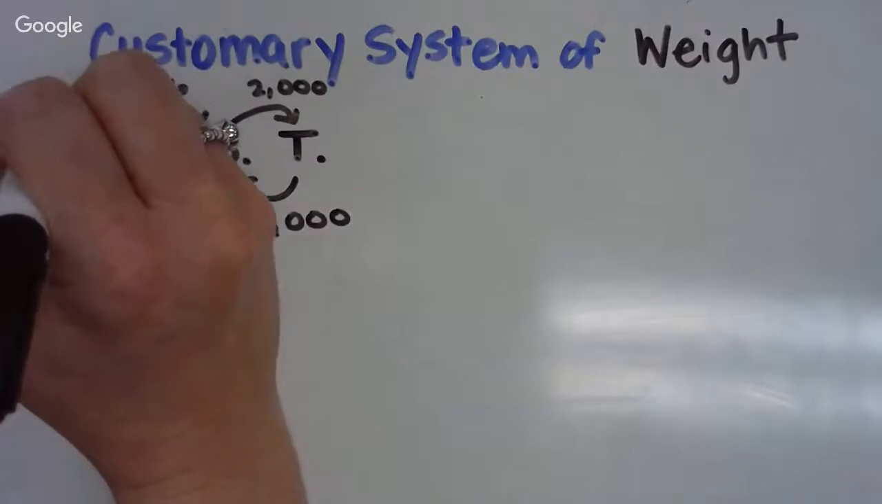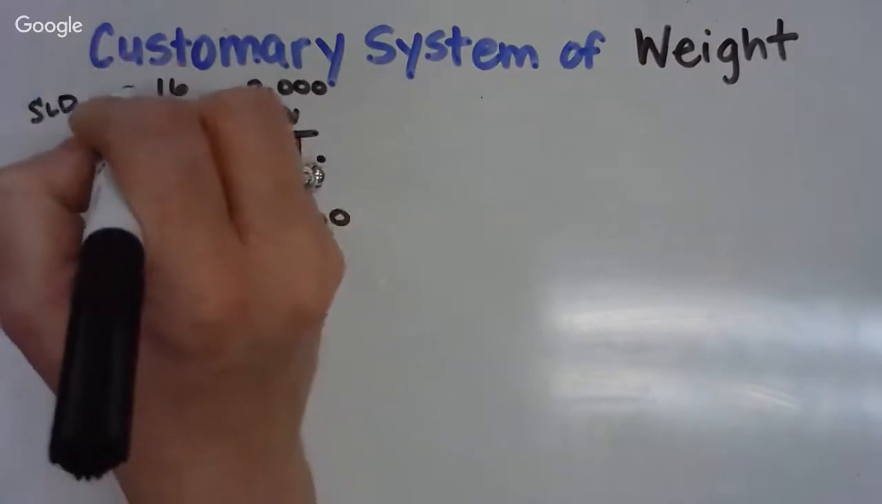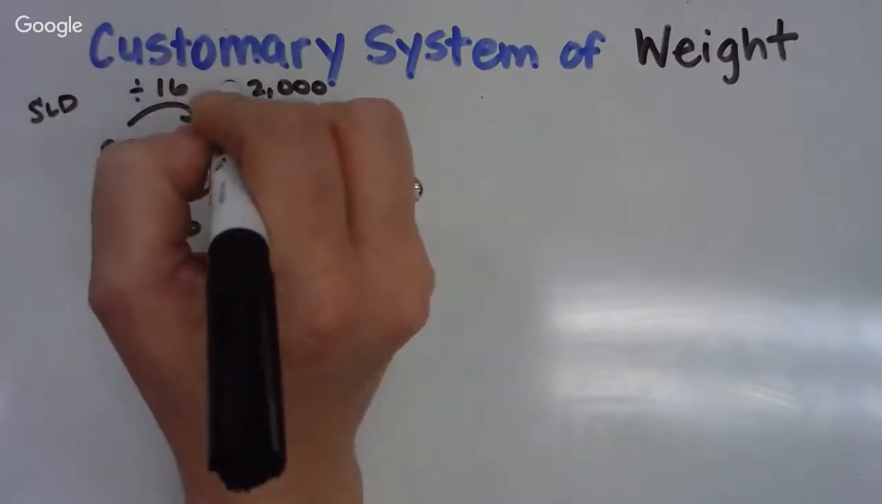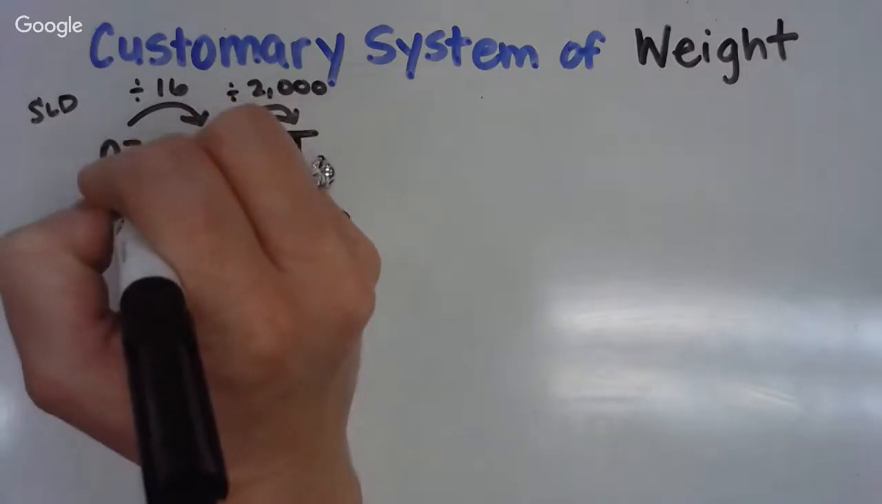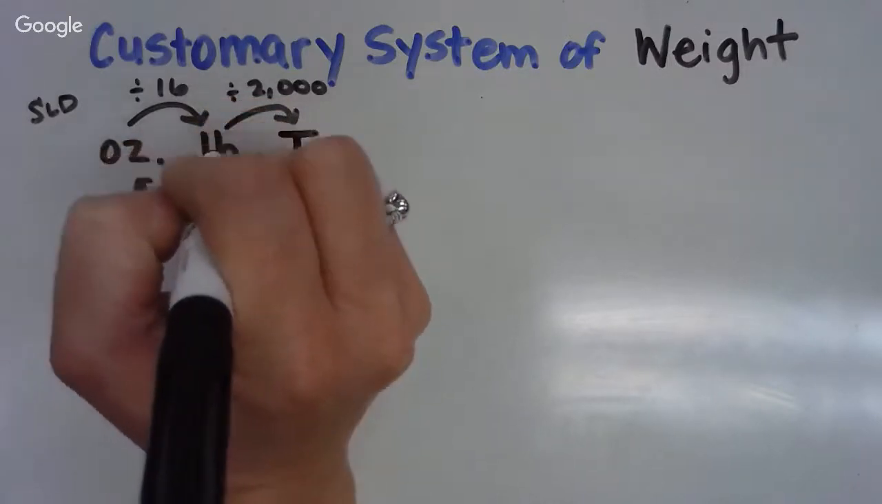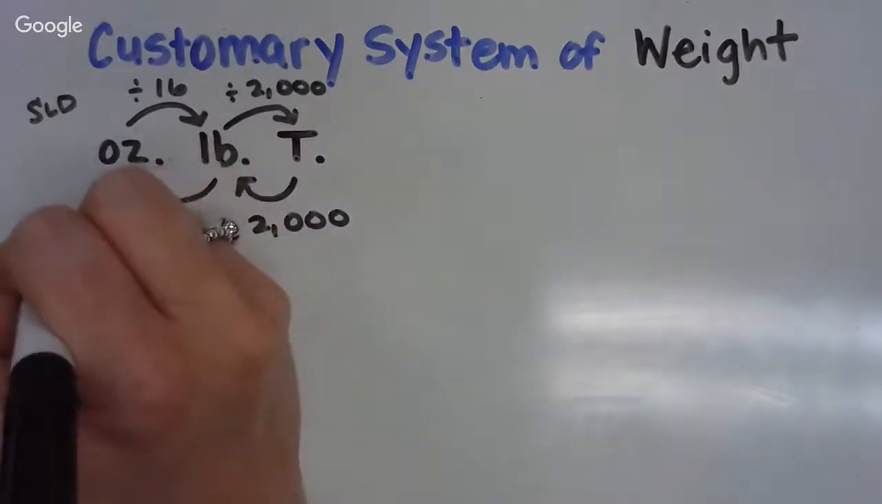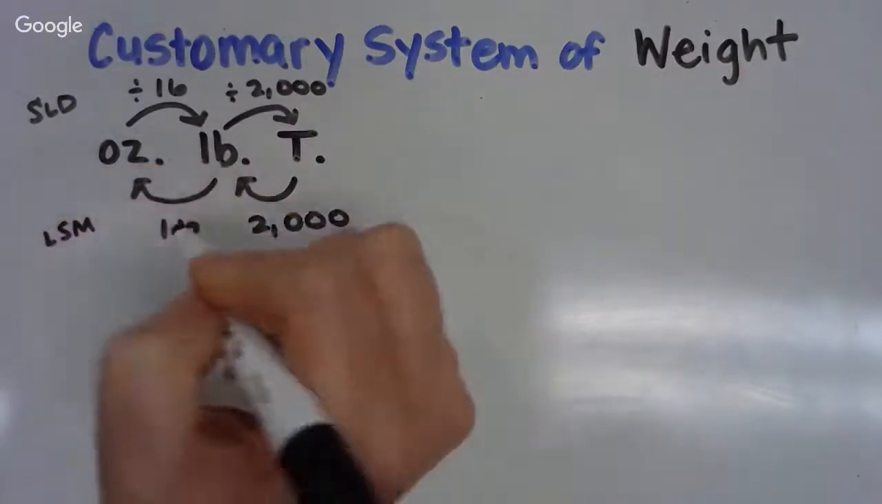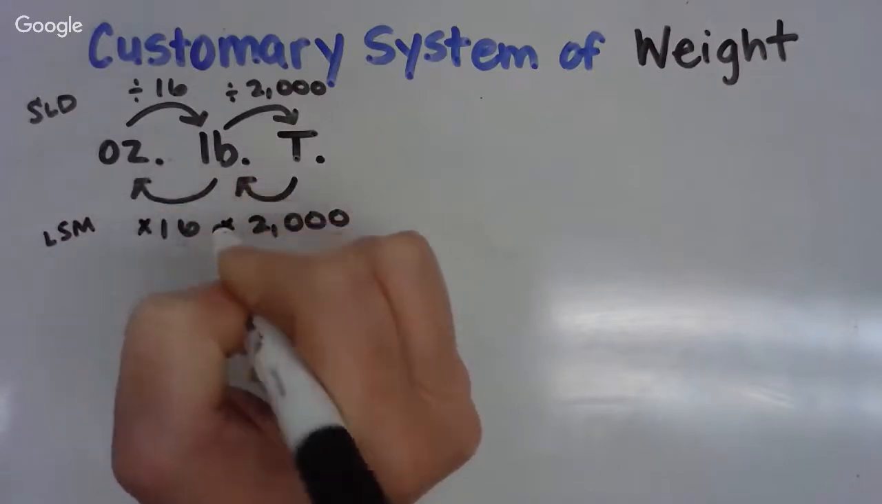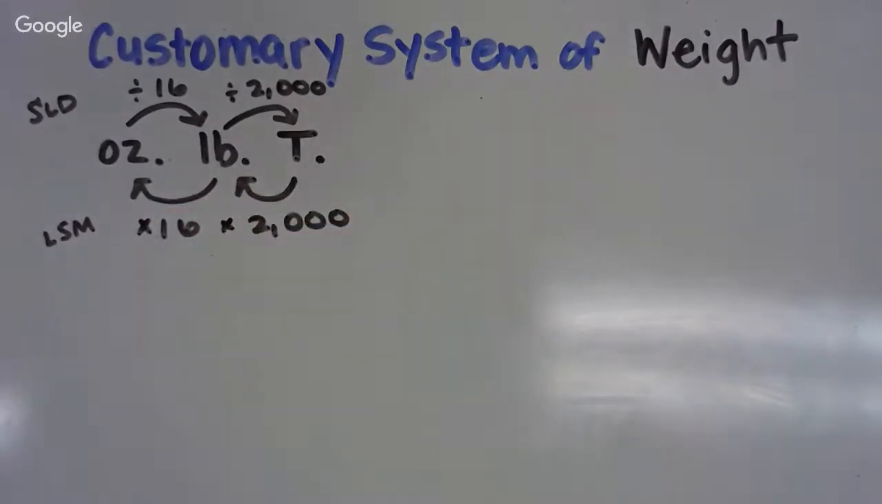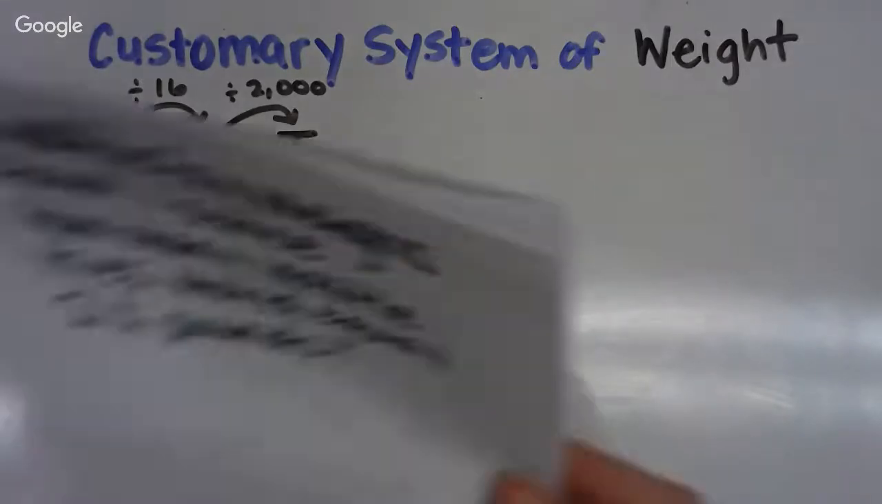When we go small to large, we divide because it takes less ounces to express the same weight than it would take in pounds to express that weight. When we go large to small, we multiply. So we'll put our multiplication symbols down below. And with that, we have created the chart that we can utilize to answer any customary system of weight question. So let's try out a question together and try using that chart to answer.